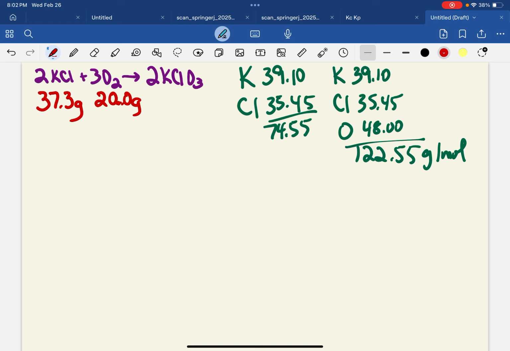I've already calculated the molar mass of the KCl and the KClO3. See, that's an O3. And I've given you the starting amounts for the KCl and for the O2. I didn't calculate the molar mass of O2 because that's easy. It's 32 grams per mole. So it looks like it would start out as a limiting reactant problem. So we're going to divide each one of these by its molar mass.